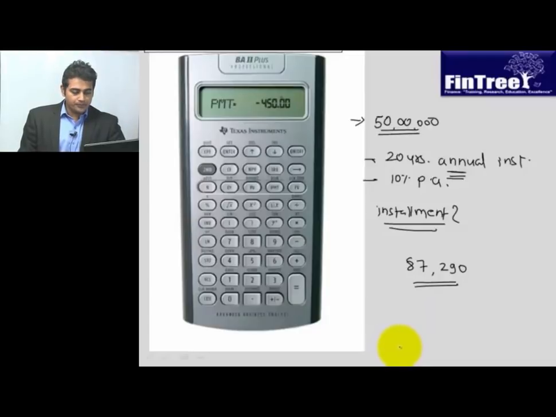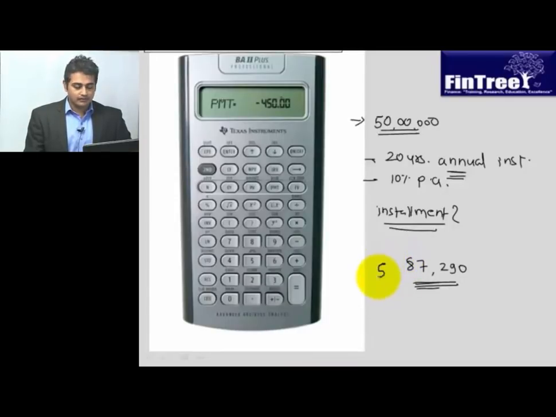No, do it again. 50 lakhs is the amount of loan that you've taken. So if you pay 87,290 every year, how much are you paying in total? You're paying about 16 lakhs or 17 lakhs over the period of 20 years. Doesn't make sense. Are you following what I'm saying here? If you've taken a loan of 50 lakhs, you would be paying substantially higher than that because you would pay principal plus interest.